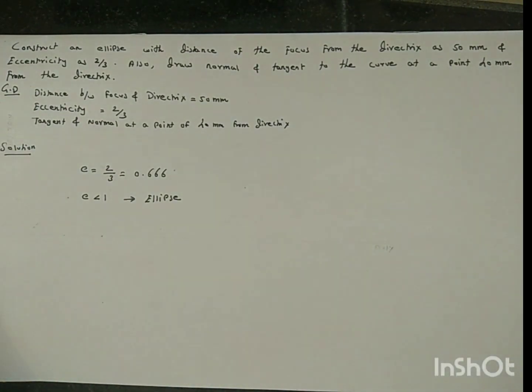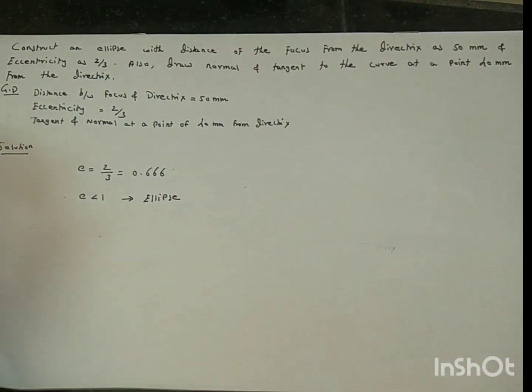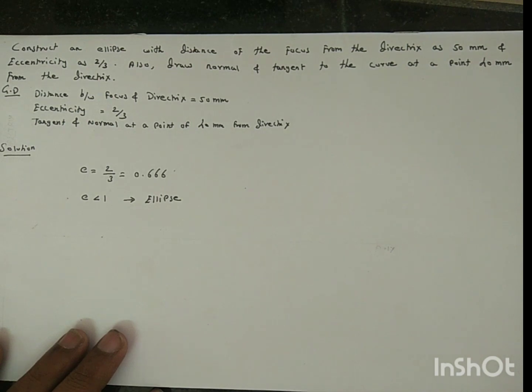In this video, we are going to see how to draw an ellipse. First, the question: construct an ellipse with the distance of the focus from the directrix as 30 mm and eccentricity as 2 by 3. Also draw normal and tangent to the curve at a point 40 mm from the directrix.